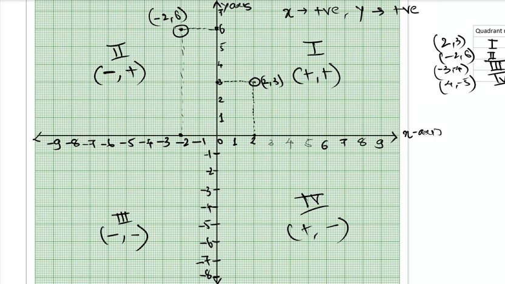Minus 3 comma minus 4. Where is minus 3 on the x-axis? Here. Where is minus 4 on the y-axis? Here. So if I draw a perpendicular line, and one more perpendicular line, and find the location of this point, which is minus 3 comma minus 4, both negative, third quadrant, absolutely perfect. Okay, what about 4 comma minus 5? Where is 4 on the x-axis? Here. Where is minus 5? Over here. Draw a line.